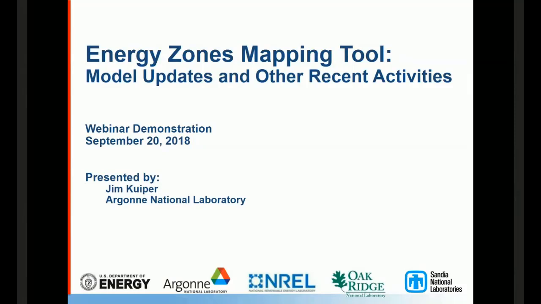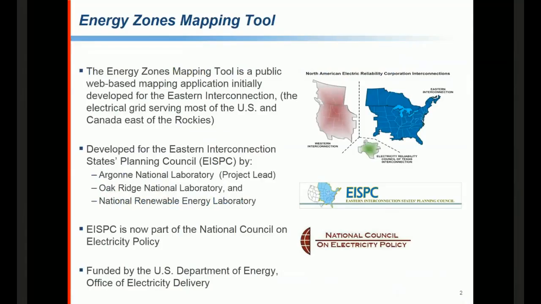This is Jim Kuiper. I'm from Argonne National Laboratory, and today I'm going to be talking about the Energy Zones Mapping Tool, giving you some updates about the modeling that we've been doing and other recent activities. The Energy Zones Mapping Tool is a public web-based mapping application, and it was initially developed for the Eastern Interconnection, which is the blue area on the map. That's the grid that serves most of the eastern U.S. and parts of Canada east of the Rockies.